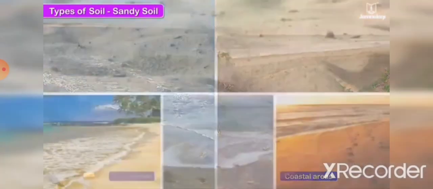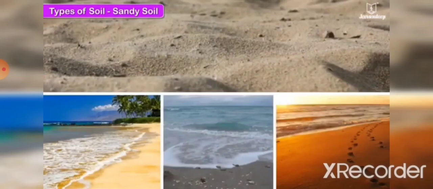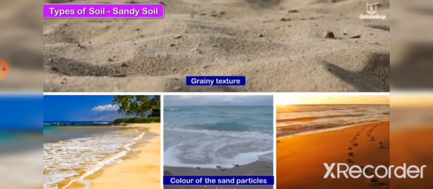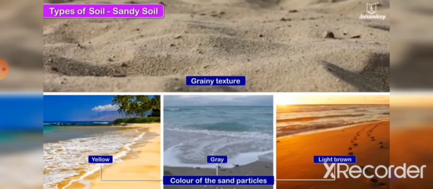You will find this soil there. See, here are the pictures. It has a grainy texture. The color of the sand particles is yellow, gray, or light brown.